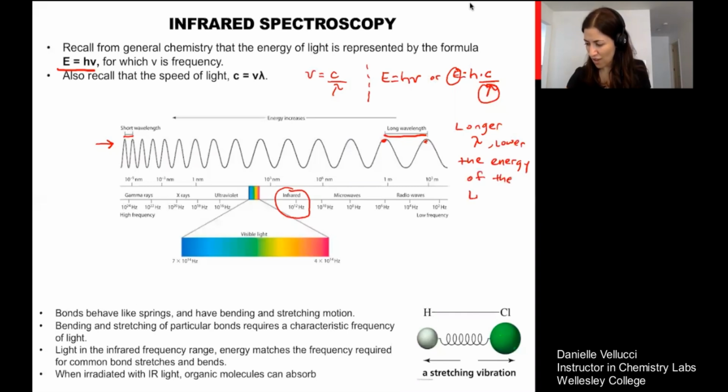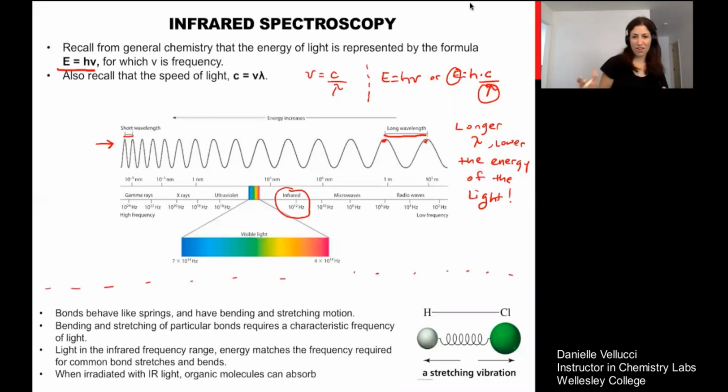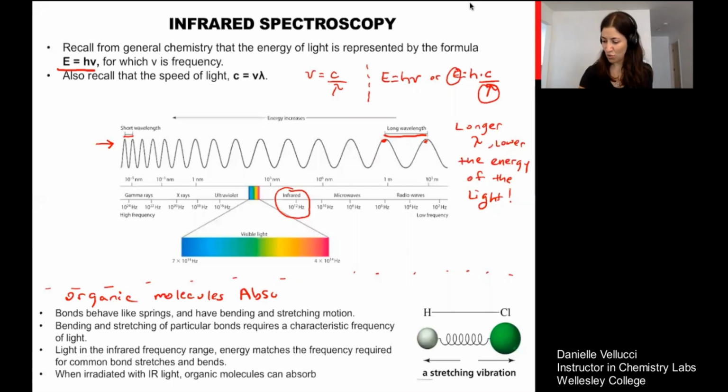So that's our crash course refresher in the correlation between light and energy. We're not going to focus so much on those mathematical equations. Instead, what we're going to focus on is the fact that organic molecules have the potential to absorb light of the infrared wavelength. Absorb infrared or IR light. So you might ask why this is.